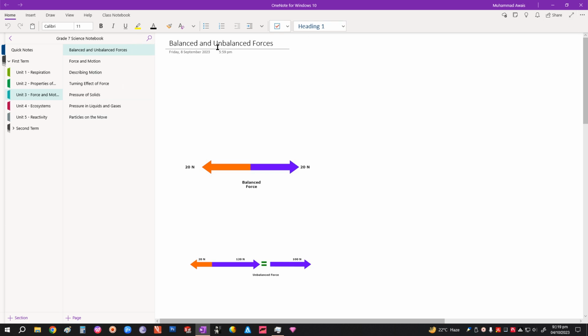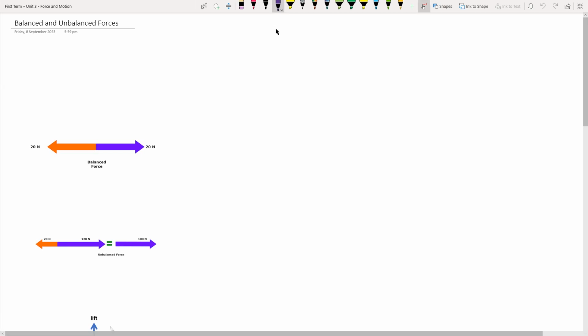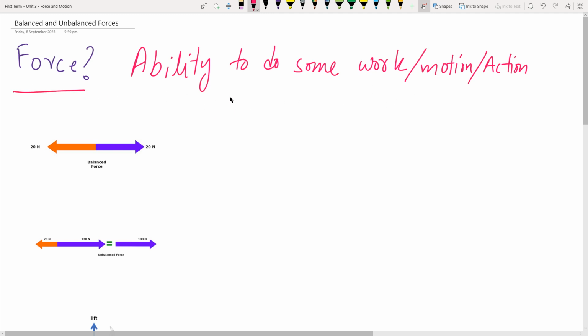So let's get into the first subtopic, which is balanced and unbalanced forces. But before that, let's get into the idea, what is force, right? So force is the ability to do some action, right? Or to do some work, right? Work, motion, action, right? It can be expressed in several ways, but this is how I basically describe force, right? So force is the ability to do some work.